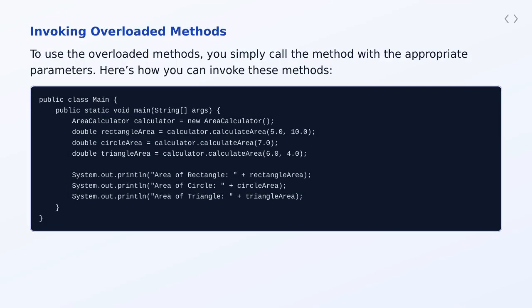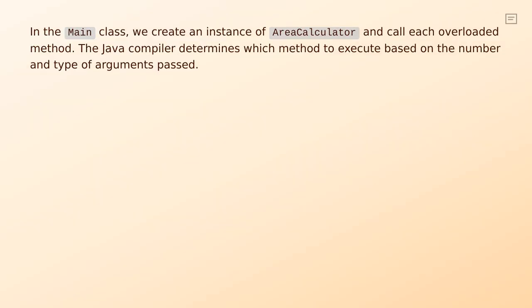Invoking overloaded methods, let's dig in. To use the overloaded methods, you simply call the method with the appropriate parameters. Here's how you can invoke these methods. Review the class shown on screen and how its members are organized. In the main class, we create an instance of AreaCalculator and call each overloaded method. The Java compiler determines which method to execute based on the number and type of arguments passed.